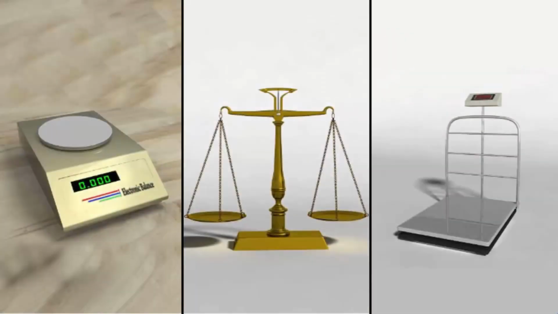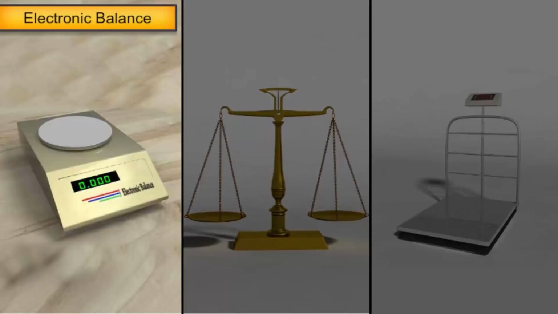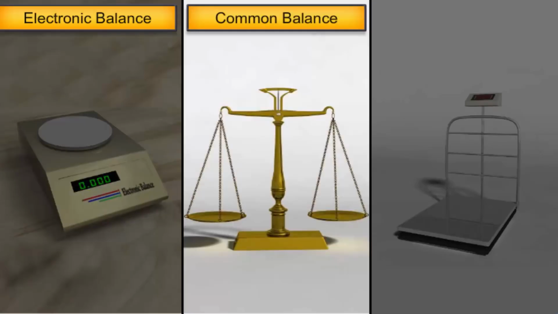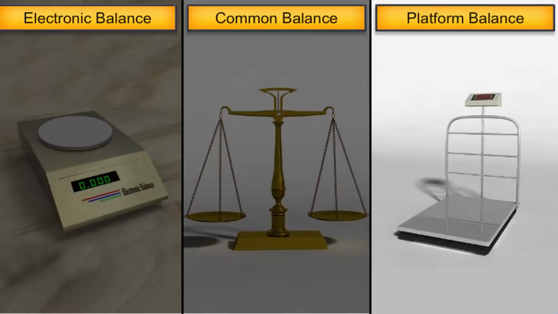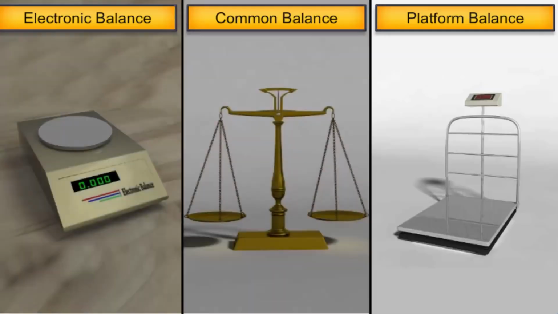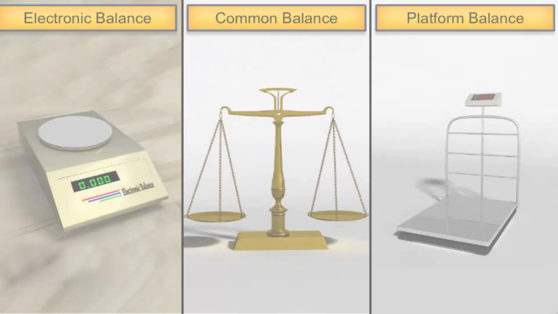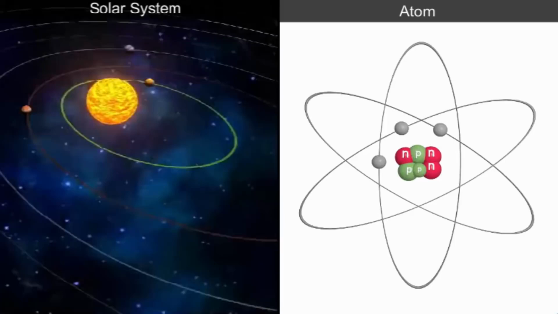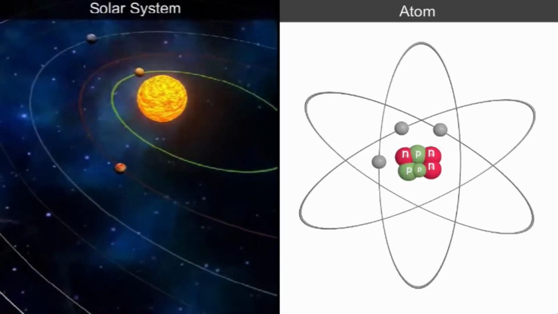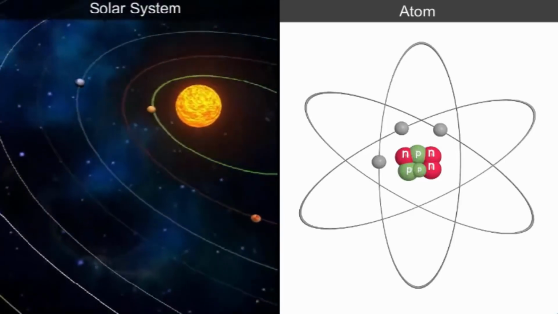Different types of balances are used to measure masses of objects of varying magnitudes. They range from electronic balances used in gold shops, common balances used in grocery shops, and platform balances used to weigh heavy articles such as reams of construction rods. However, some objects are either so large or so small that their mass cannot be measured using balances.